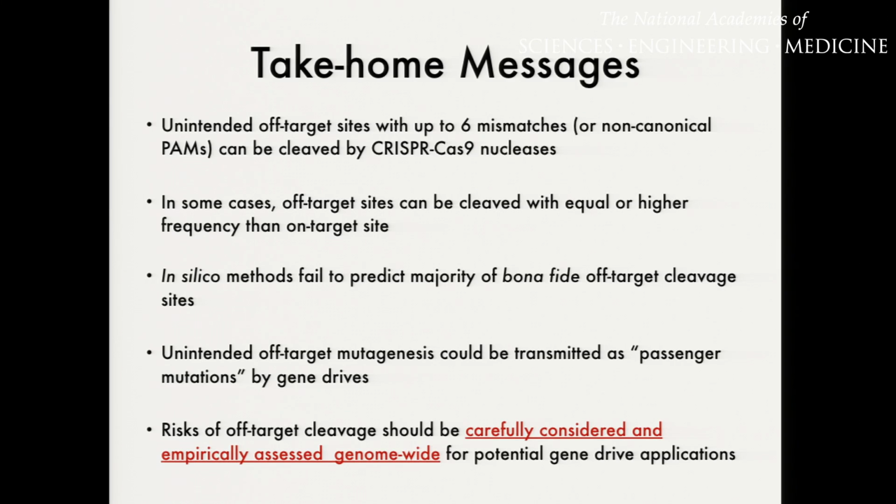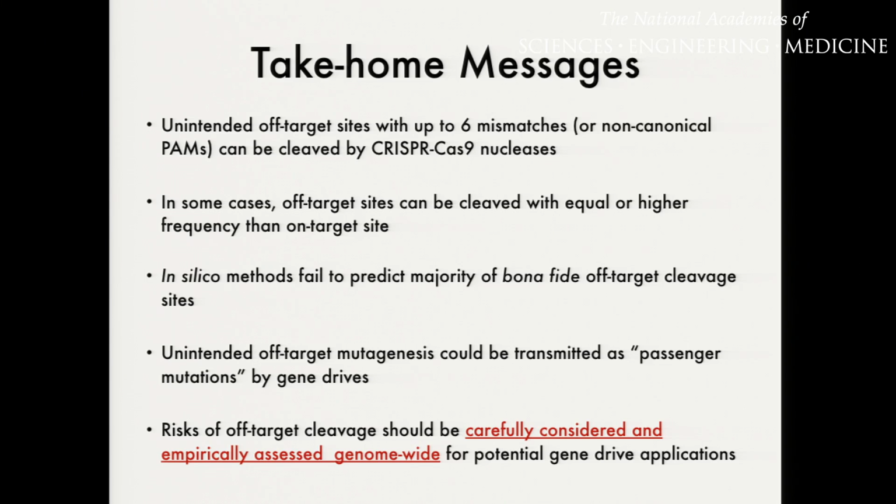So I think the take-home messages here are that unintended off-target cleavage can occur with CRISPR-Cas9 nucleases. This can happen with up to 6 mismatches, and also in sites with non-canonical PAMs. In some cases, these off-target sites can be cleaved with equal or higher frequency than the on-target site, and so that's really important to consider in gene drive applications as well. You can imagine that if you're driving this particular cassette in some species, you might also be carrying these off-target mutations as well. The computational methods fail to predict the majority of bona fide sites, and so using computational prediction is really inadequate for finding off-target effects of engineered nucleases.